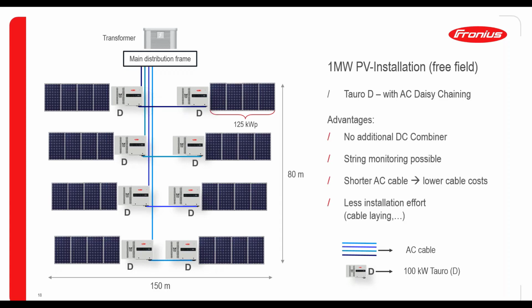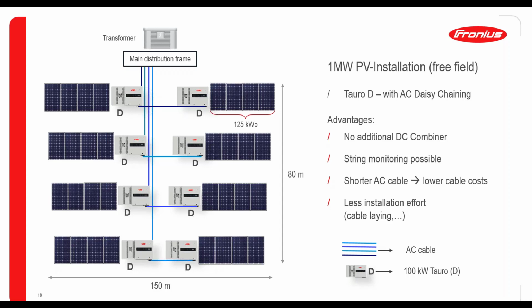Of course, the same as before. We don't need additional DC combiners. String monitoring is possible, but now we have even shorter AC cables, which means lower cable costs. And also think about the installation effort. Think about the 80 meters we have to run here an AC cable from the last tower on the bottom up to the main distribution frame. In this scenario, we would only have to run it one time and not two times. So also regarding installation effort, it's a lot less now.